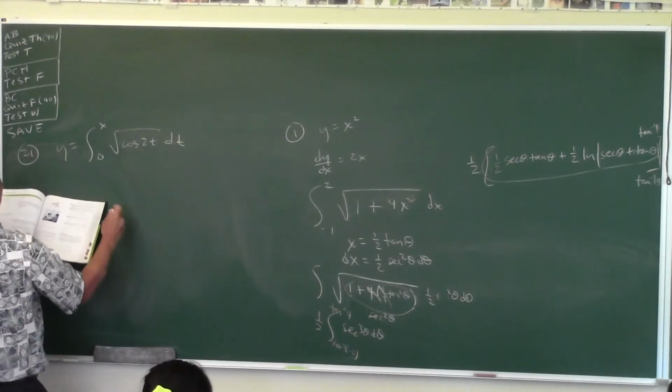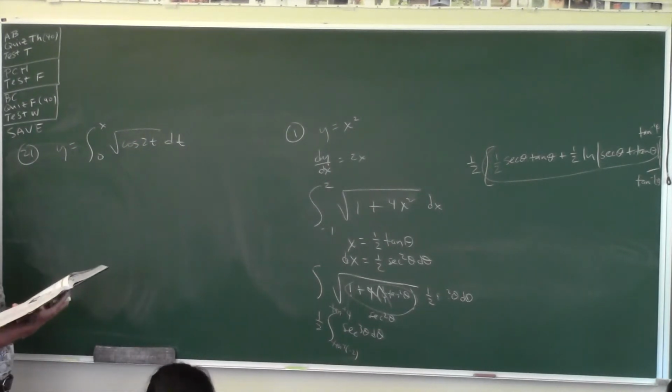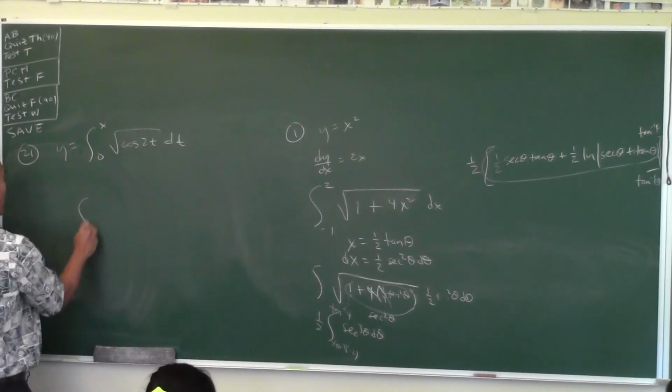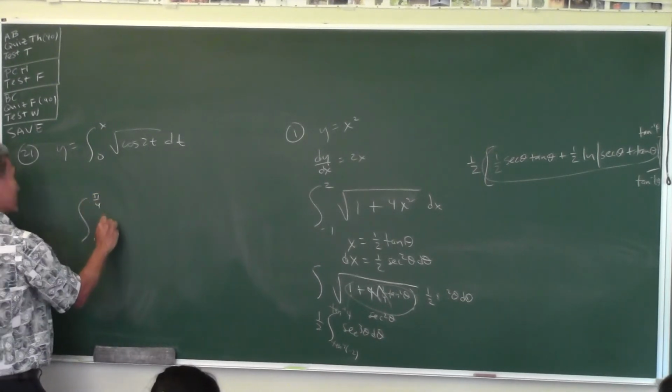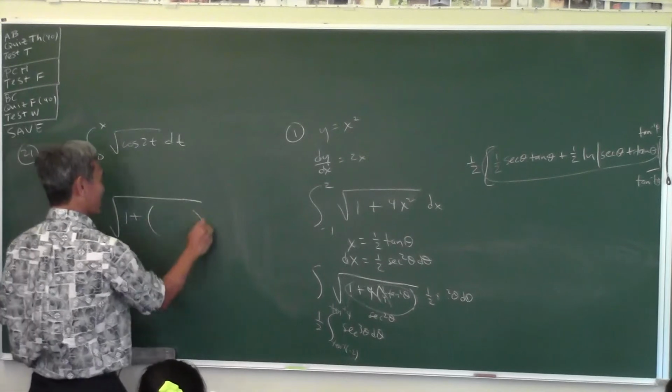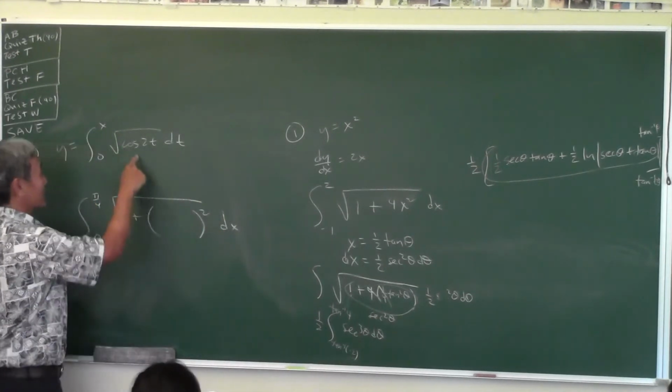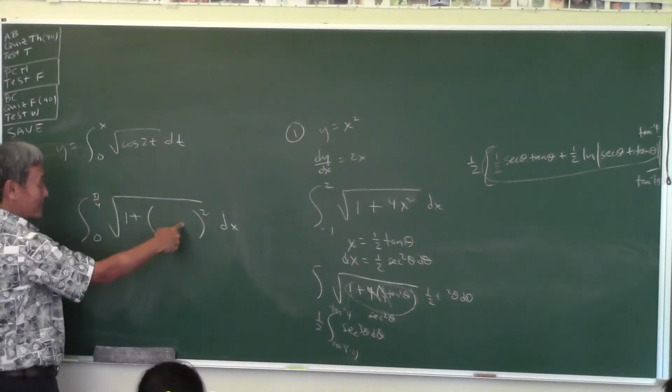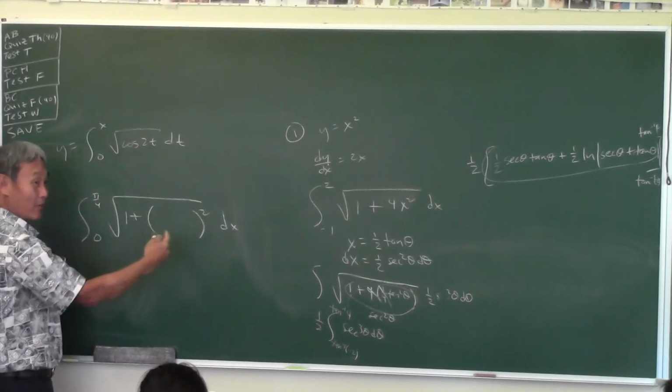Okay, here's the function, and we want to find the length of the curve from 0 to pi over 4. So it's the integral from 0 to pi over 4 of the square root of 1 plus the derivative squared dx, right? So what you have to do is take the derivative of this and put it here. That's the formula.